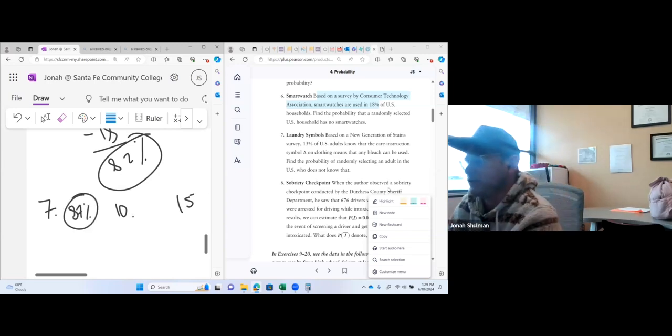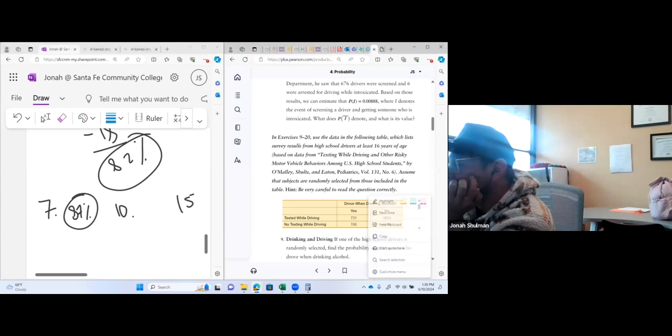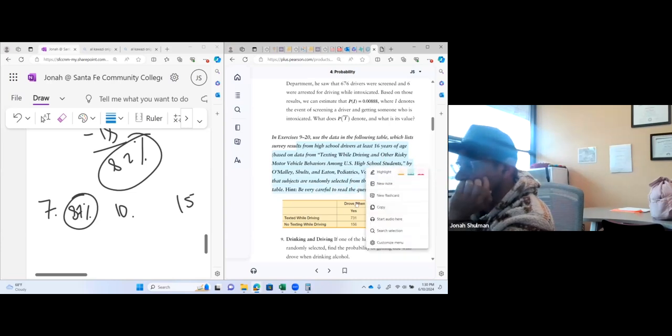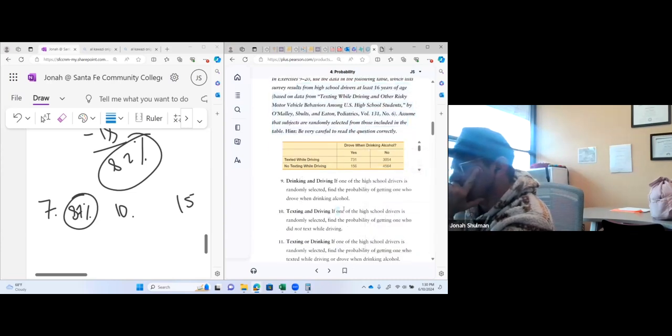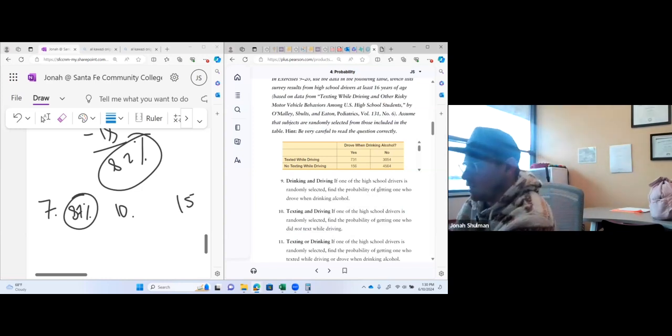Now let's check out 10. Oof. Use the data in the following table, which lists survey results from high school drivers of at least 16 years of age. All right, assume that subjects are randomly selected. Be careful to read the question correctly. All right, let's see what 10 says. If one of the high school drivers is randomly selected, find the probability of getting one who did not text while driving. So we don't care about the alcohol. We just care about texted while driving. So first of all, we need the total, right?